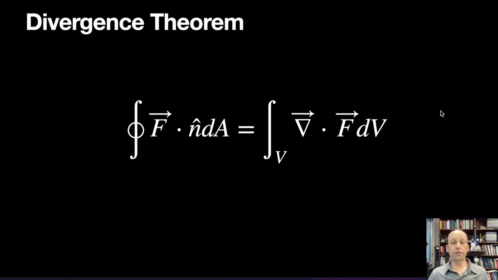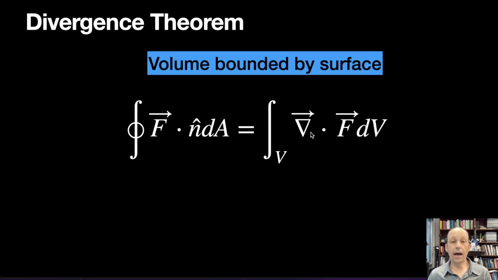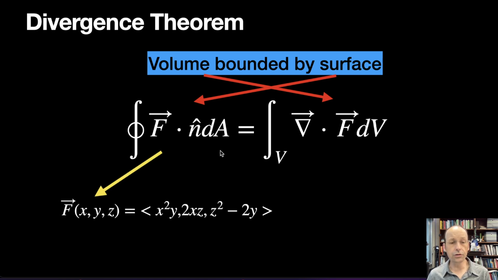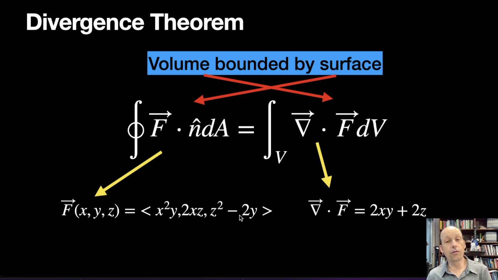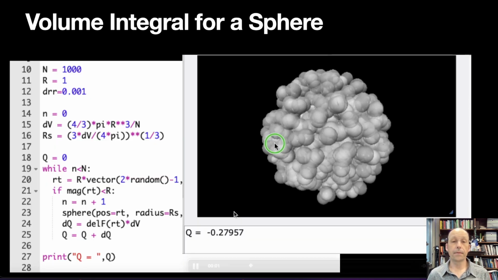Okay, here's the divergence theorem. In this case, I have a volume. This is a volume integral of the divergence bounded by a closed surface integral. So that's my volume. That's my surface integral right there. And they have to be bounded. So let's use the vector f: x squared y, 2xz, z squared minus 2. I used that before. I take the divergence of that, and I get a scalar function, but then I need to integrate over the volume. So we already know how to do the flux. We need to do a volume integral here.